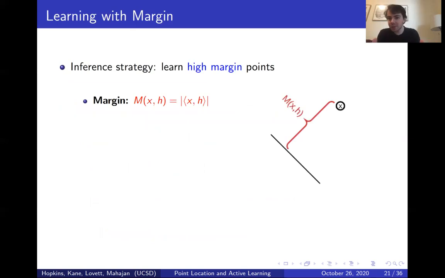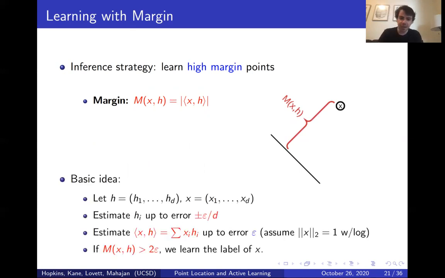So, okay, this is the overall structure. What's the actual learning framework going on behind the scenes? Well, we use a very common tactic from learning theory and machine learning, which is learning points with high margin. The margin of a point is just how far away it is from the hyperplane, so it's its distance away from the classifier. And it's very well known that learning points that are further away from the classifier, learning things with high margin, is easy.